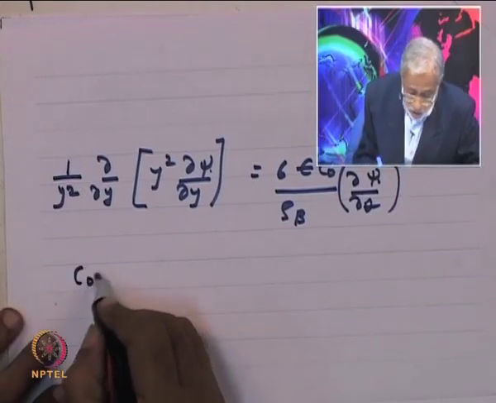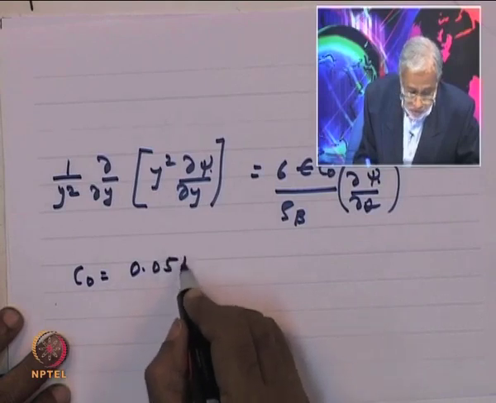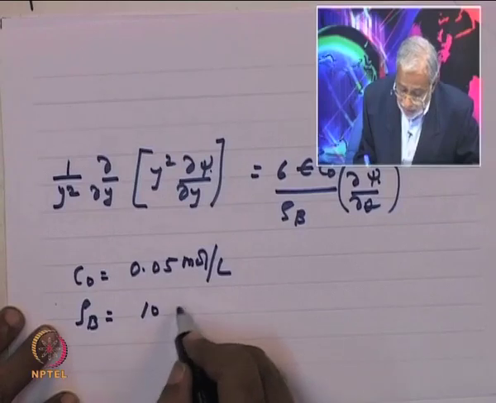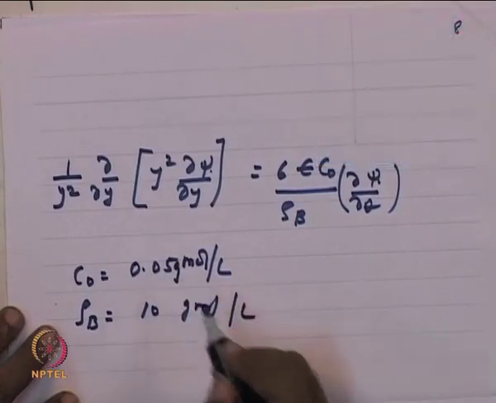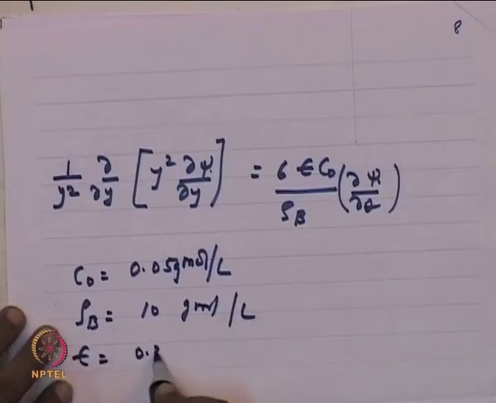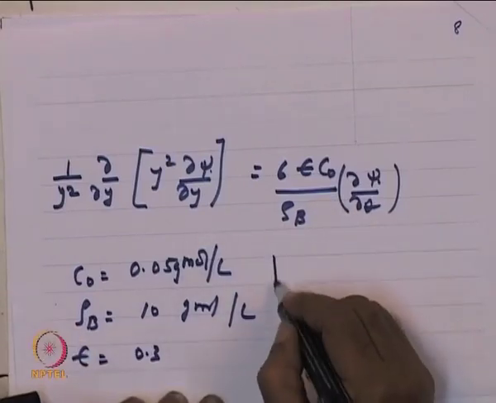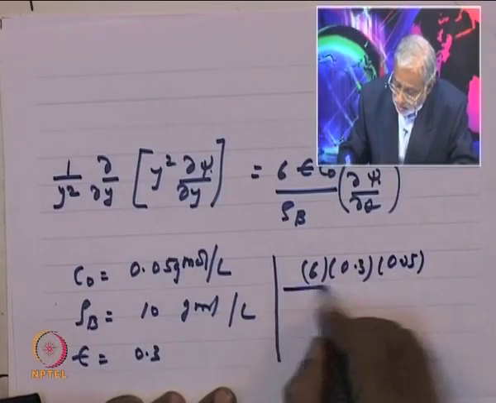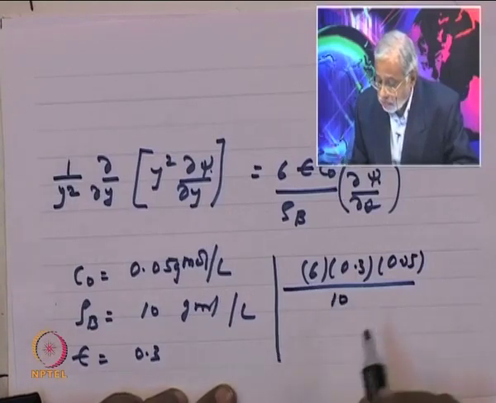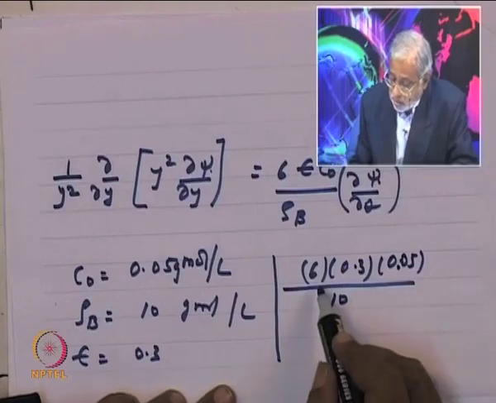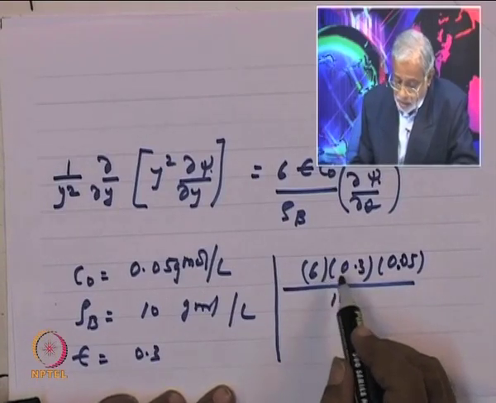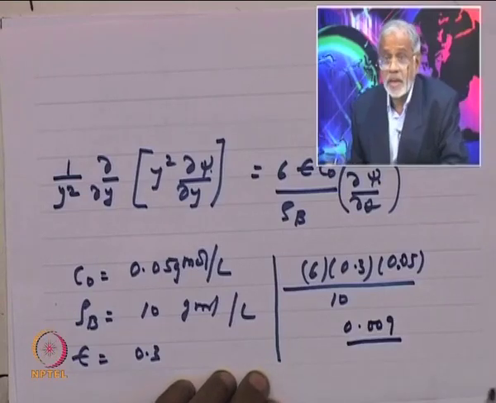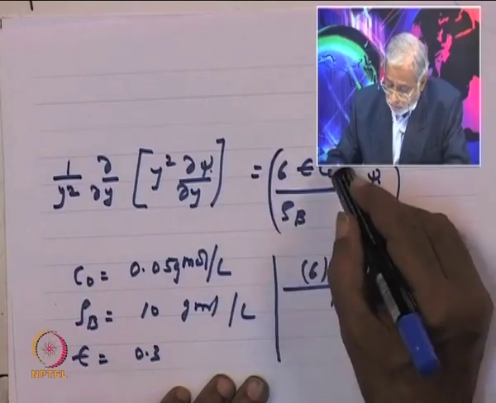Now, we notice here that C naught is typically of the order of 0.05 moles per liter, and rho b, which is the bulk density of solids, is typically 10 g mole per liter, and epsilon, let us say about 0.3 typically. If you put all these numbers here, let me just calculate for your sake, 6 epsilon is 0.3, C naught is 0.05, divided by rho b, which is 10. So, this becomes 0.009. This whole term is a small quantity.